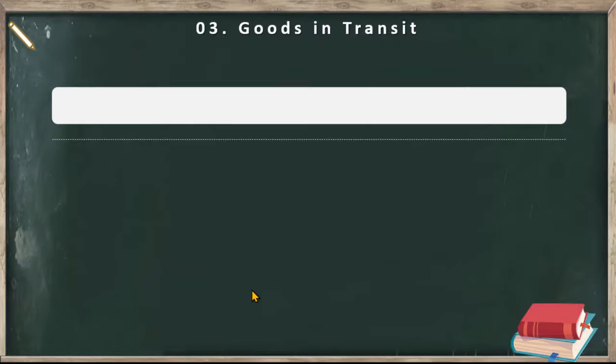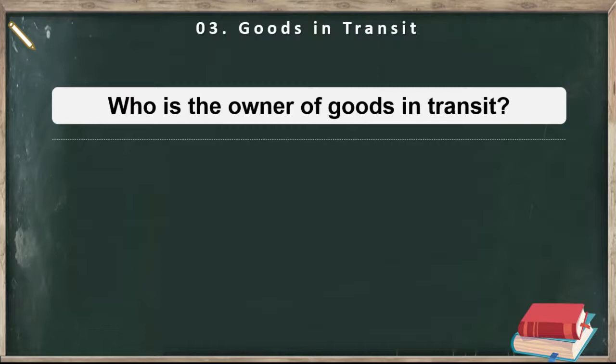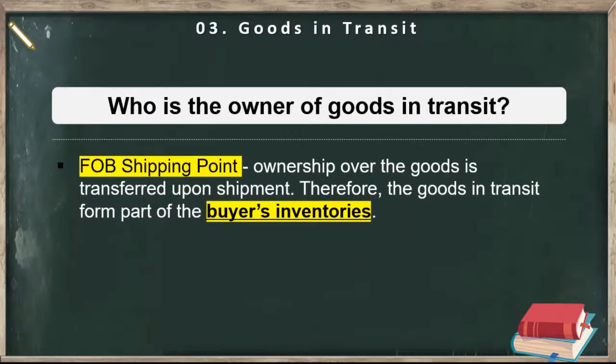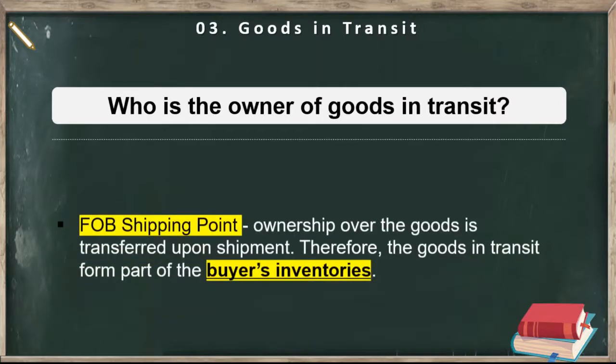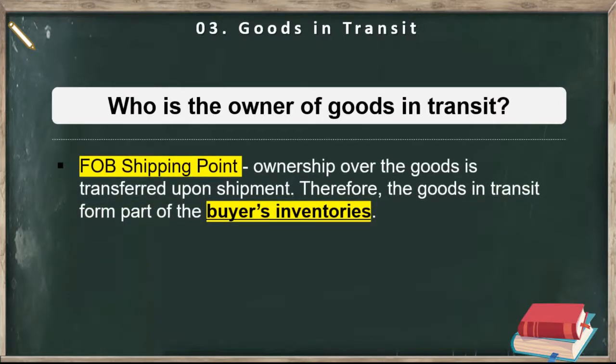So how do we know if we are the owner of the goods? For goods that are in transit, it depends on the terms, whether it's FOB destination or FOB shipping point. When we say FOB, that means free on board. So we have FOB shipping point first.